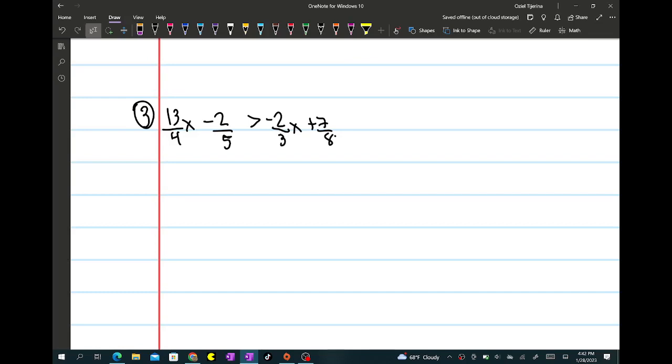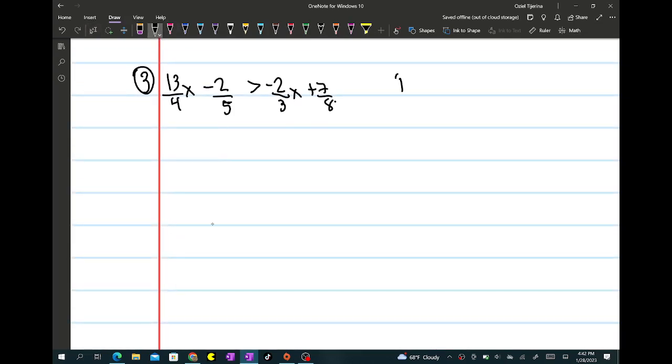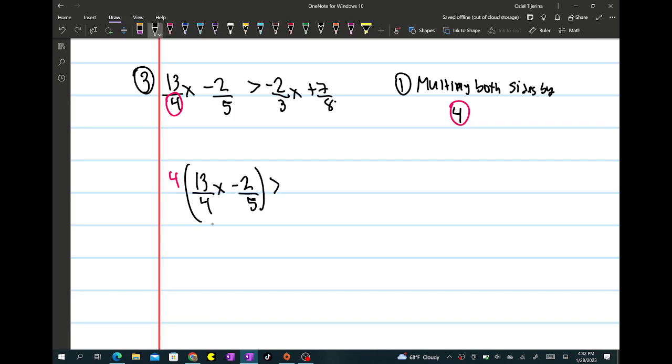So we have 13 over 4x minus 2/5 is greater than negative 2/3 x plus 7 over 8. So the first thing I'm going to do, and I'm going to write it down, I'm going to multiply both sides by 4, right? So really, I'm going to do that to both sides. Okay, so we have 4 times the quantity 13 over 4x minus 2 over 5 is greater than 4 times negative 2/3 x plus 7 over 8.